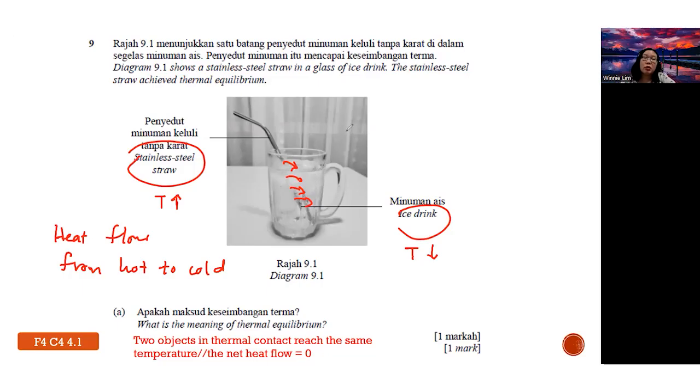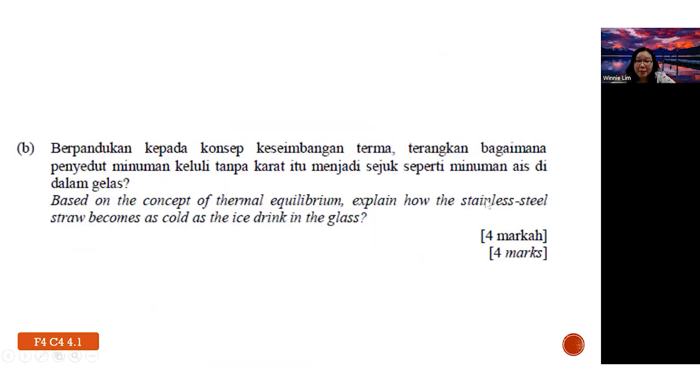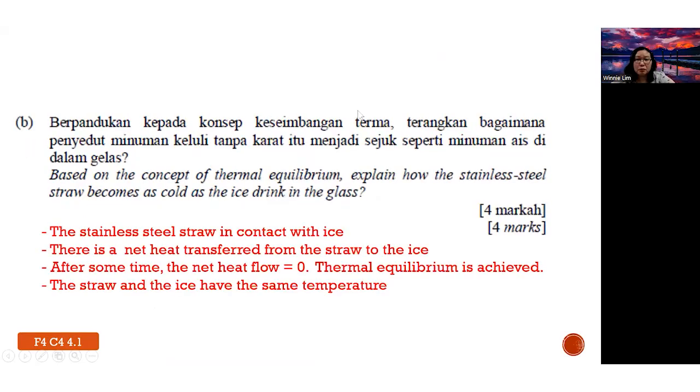Then later on, you also explain that after some time, because you cannot have both objects at the same temperature right after you place the stainless steel straw. So you say after some time. Then you go back to the concept of the definition again: the two objects have the same temperature and there is no net flow of heat. So this is the basic idea for you all to get 4 marks. This type of question is always 4 marks, and you can't expect to give one sentence to get 4 marks. So this is the answer that you're supposed to give.